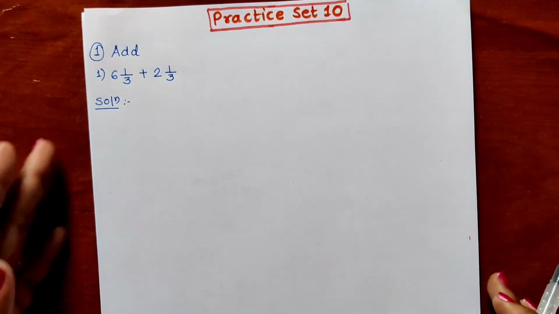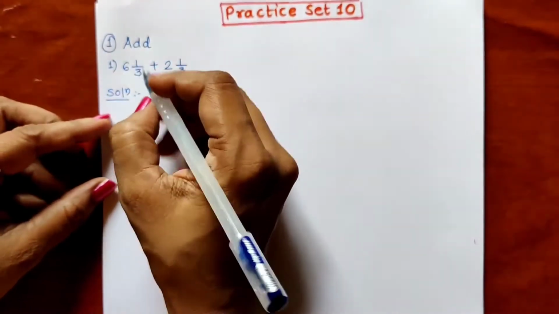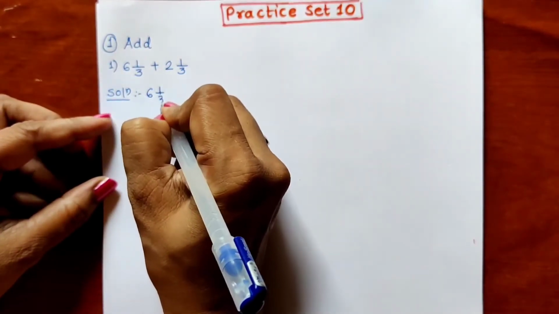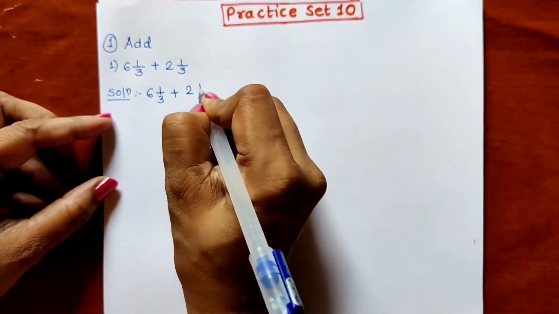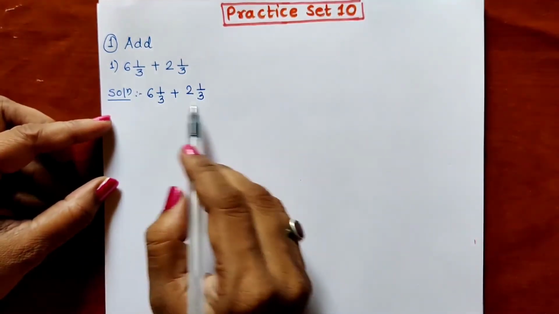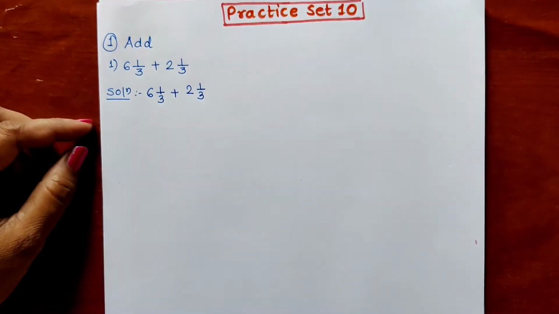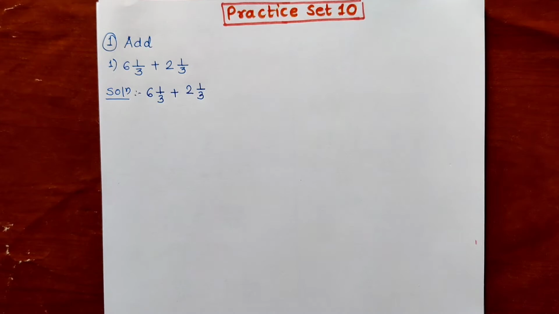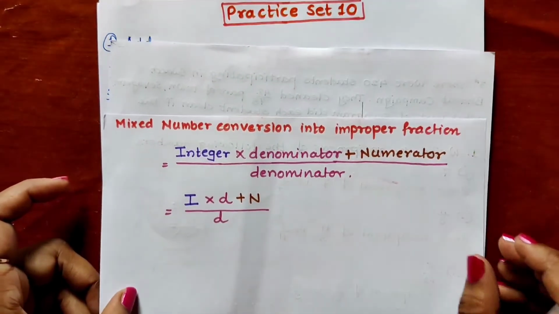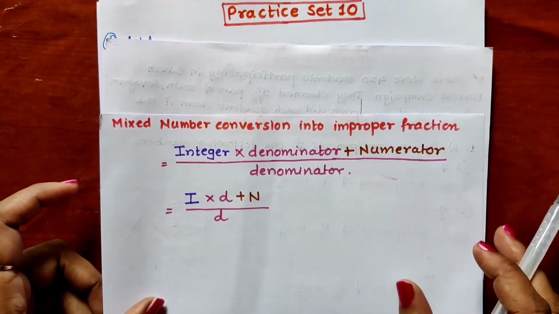In the solution, we will write the question as it is: 6 integer 1 upon 3 plus 2 integer 1 upon 3. Both these numbers are mixed fractions. We will have to convert them into improper fractions. So, this formula, always keep this in mind: mixed number conversion into improper fraction.